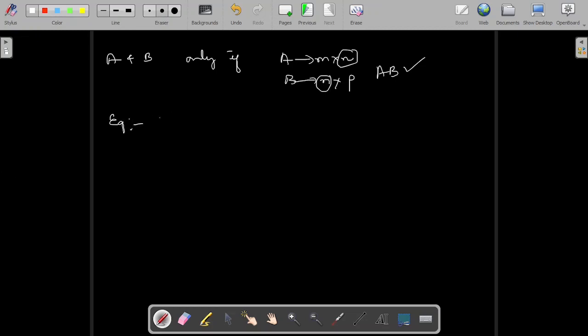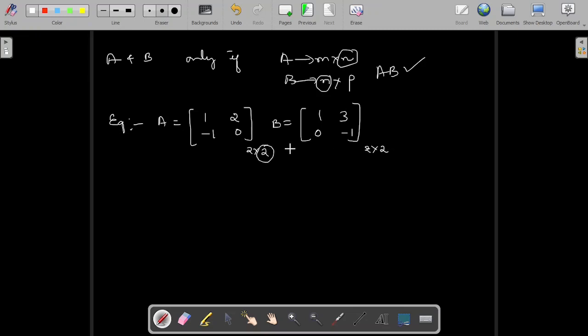For example, I'll give you a matrix A is 1 2 minus 1 0, B equal to 1 3 0 minus 1. So in this case A is of order 2 by 2 and B is of order 2 by 2. Number of columns of the first matrix equal to the number of rows of the second matrix. And in this case, the product AB is of order m by p. Here 2 by 2. Answer is also of the same order. AB is a 2 by 2 matrix.